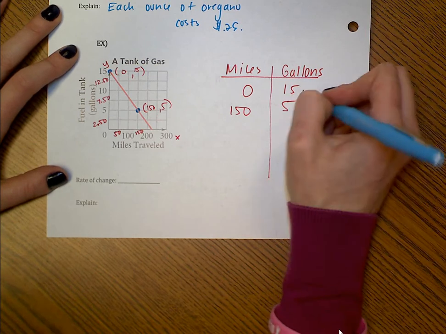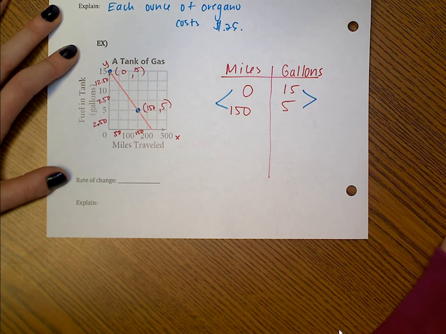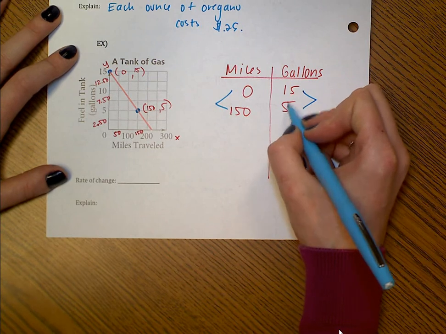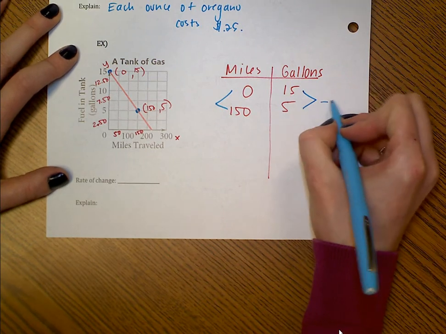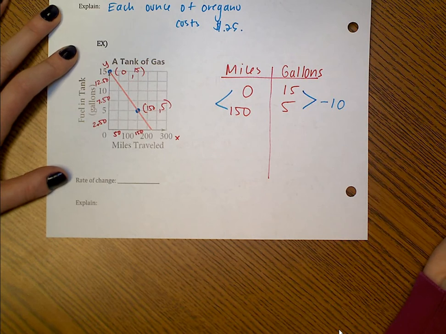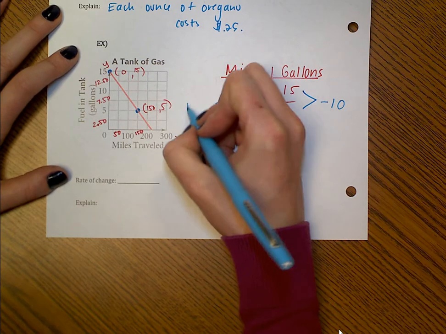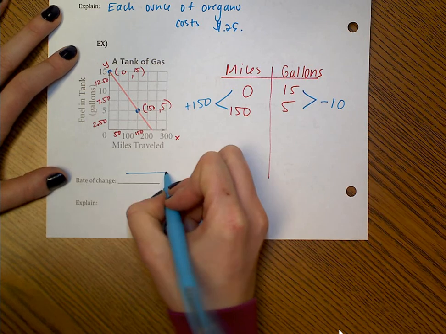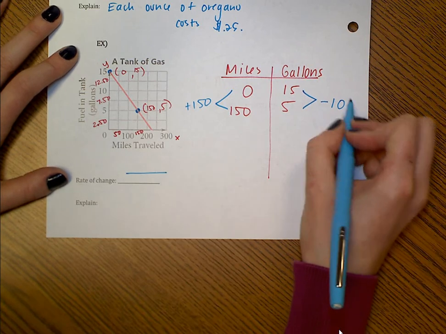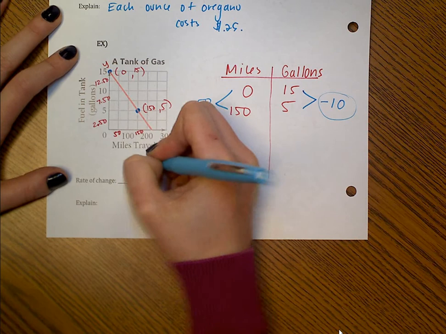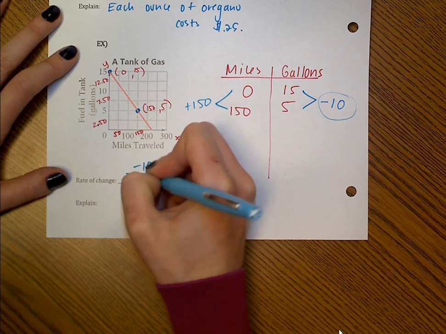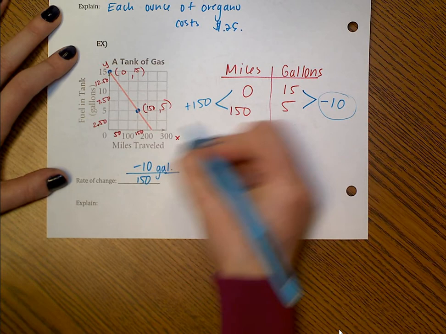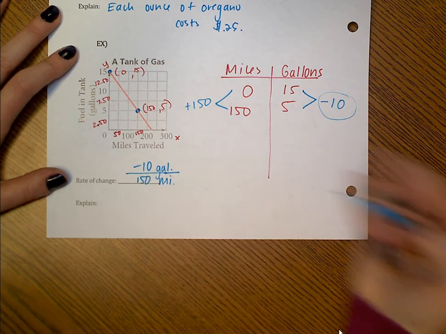Okay, let's figure out how these are changing. Look at the gallons. We haven't seen this yet. It doesn't go up by 10, it goes down 10. So I'm going to say negative 10 because I'm subtracting. But the miles went up 150. When you write your rate of change, you have to use the negative value. And the x was positive. So it's negative 10 gallons over 150 miles.